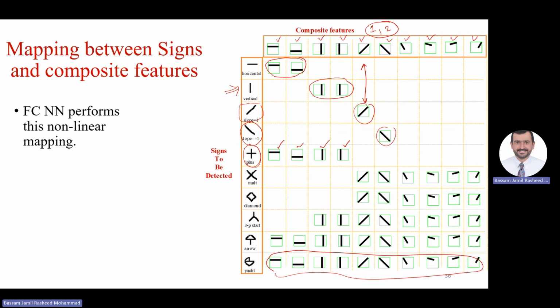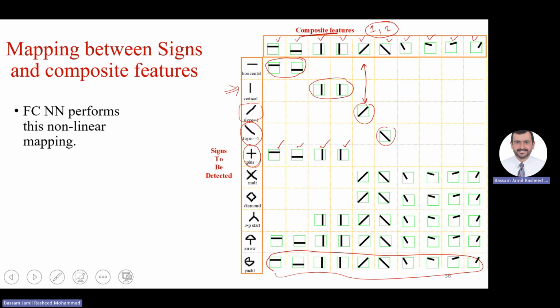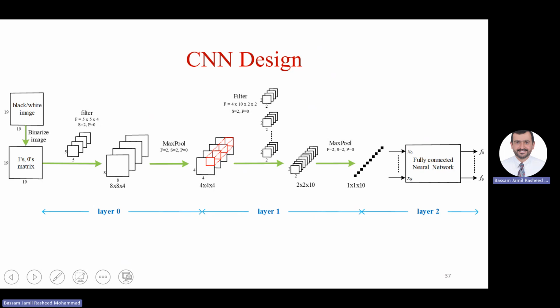Okay, so you can see how these images will have some of the values of these composite features. Now recall that I detected these composite features from basic features. Okay, all right. Now let's see what my convolutional neural network consists of. This is how I will construct my convolutional neural network.